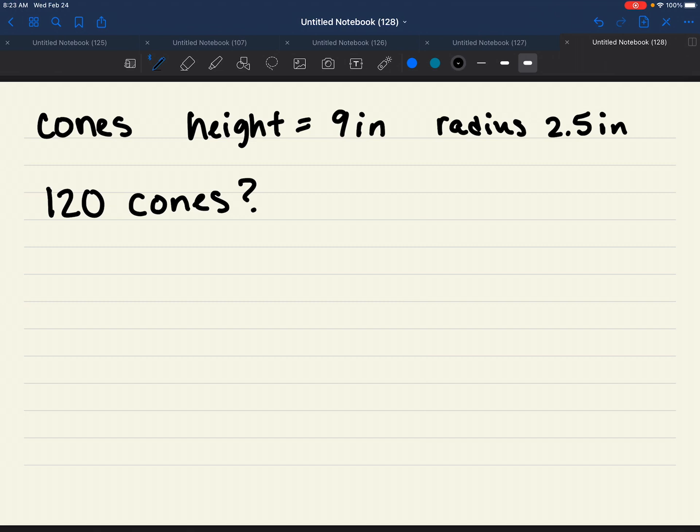Anybody think they can do it? Addie? What do I start with always? The formula. Okay, what's the formula for a cone? V equals 1/3 pi r squared times the height. Okay. All right. Do you have all the information you need to plug in? Okay. Tell me what you plug in.